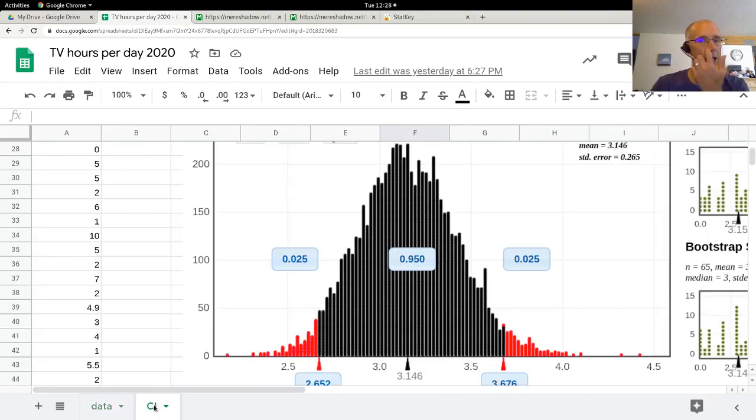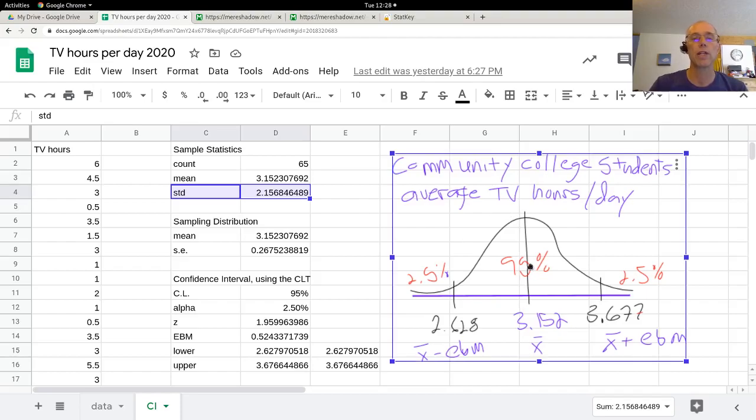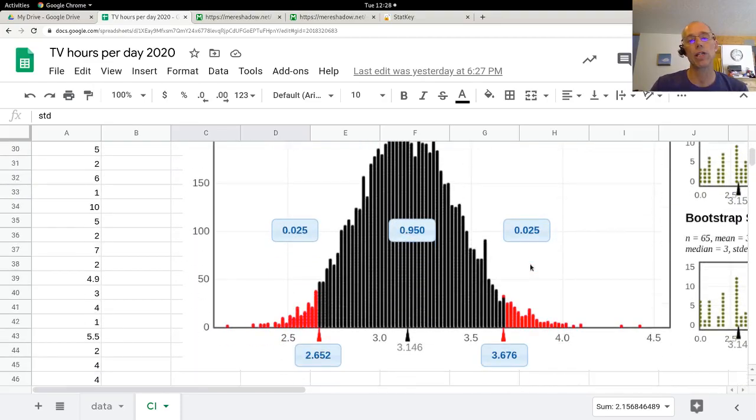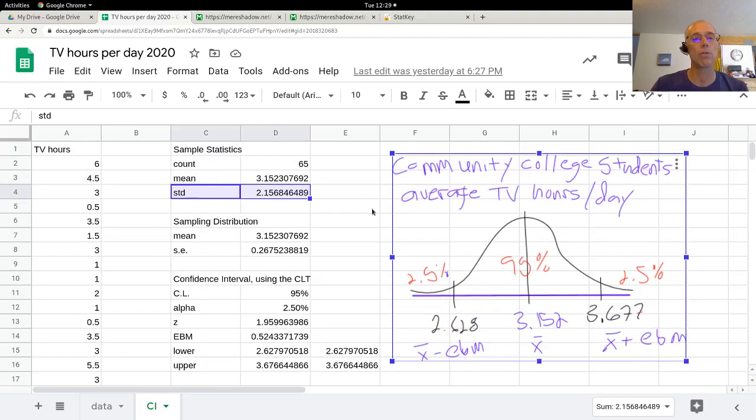All right, so back to the confidence interval stuff. To make a confidence interval, you need a few things. You need to know your sample size. You need to know the mean. You need to know the standard deviation. Okay, so based on that, I drew up a little picture of it, and I used StatKey to run a simulation. And I'll go over how I made both of those in just a second. So I'm just going to recreate this stuff right here.